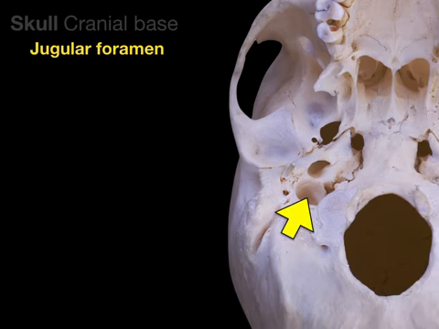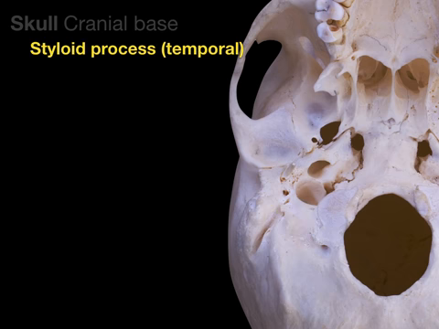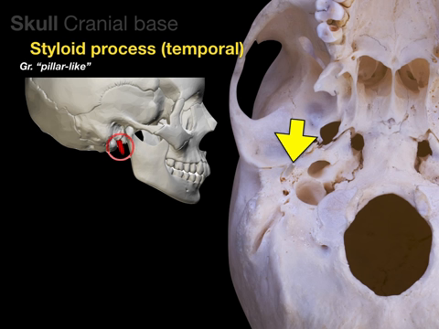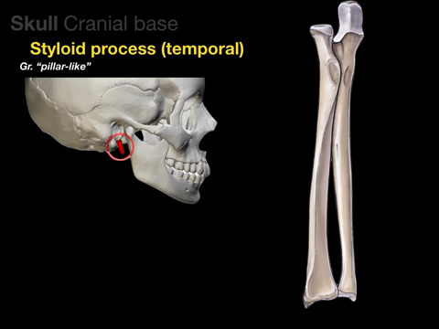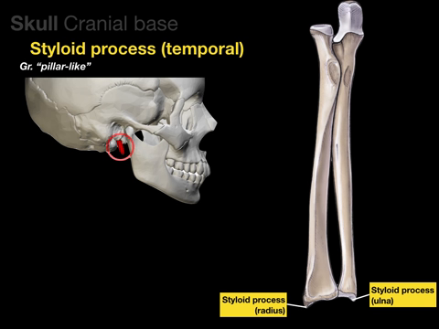Now the jugular foramen is located just behind the carotid canal and the styloid process of the temporal bone. There it is, where that word styloid is Greek for pillar-like. It's a very pointy landmark, as shown in this lateral view of the skull. If you're studying osteology, you may recognize the word styloid. It's the styloid process of the radius and of the ulna. It just means pillar-like, in this case the styloid process of the temporal bone, where muscles and ligaments attach.